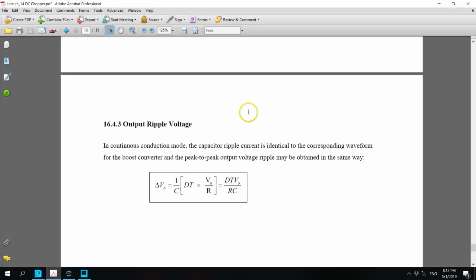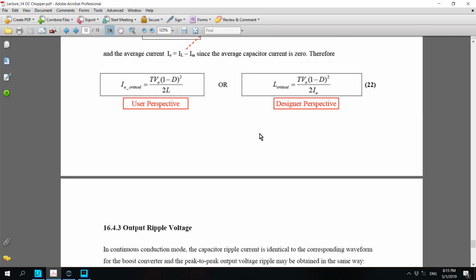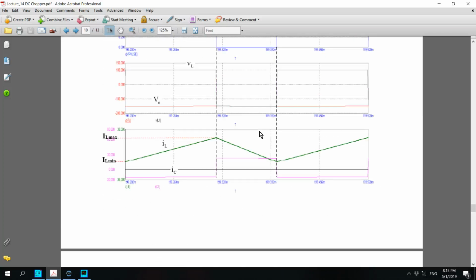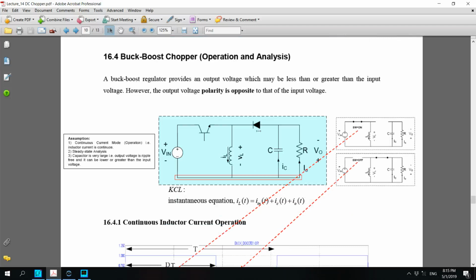Alright, so we have completed the DC-DC converter circuit. Make sure that you download all the final semester exam questions and try them out. I think most of the exams are quite similar, but you have to know all the equations here, and then try it, and good luck.